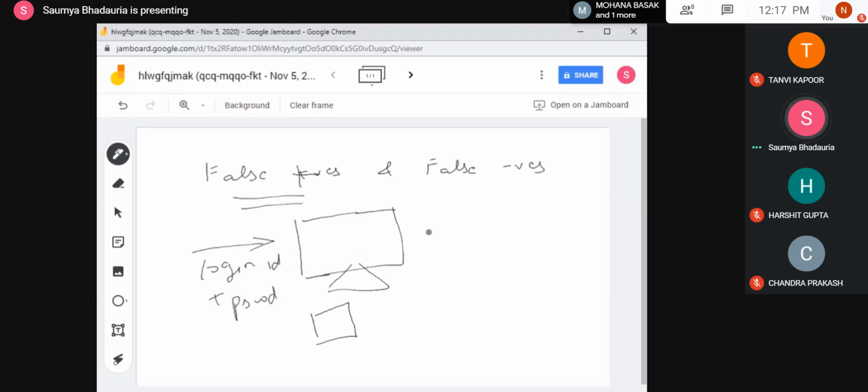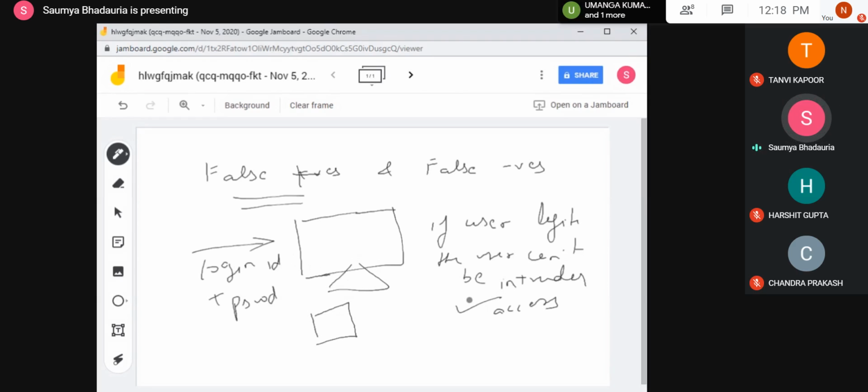So what does this mean? This means that if the user is legitimate, the user can't be an intruder. This is the traditional thing. If the user is legitimate, the user can't be an intruder and he needs to be given access. Okay. But sometimes this doesn't happen. What happens instead is that the user is giving his credentials even though he is a legitimate user, but the system is prompting that the user is an intruder.